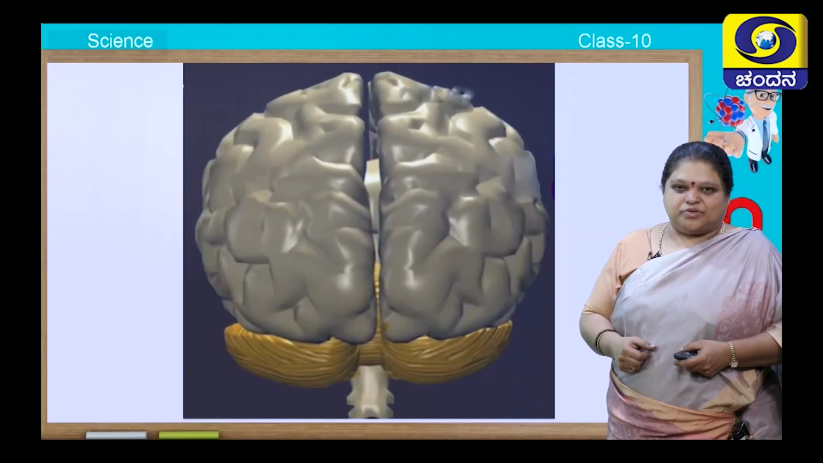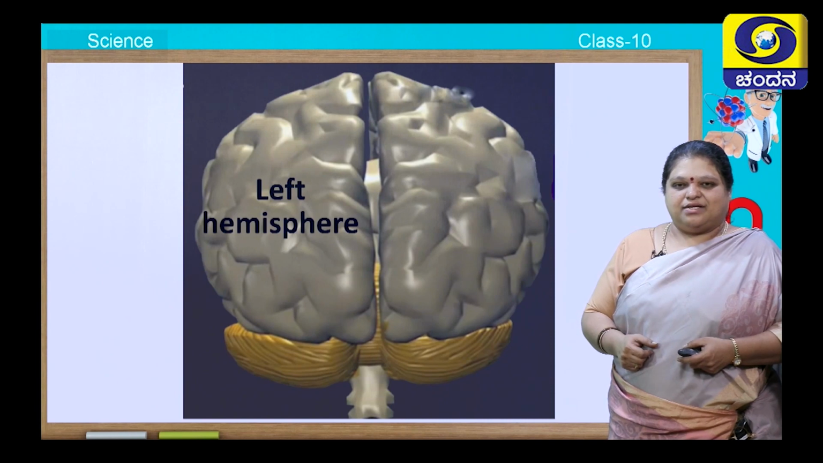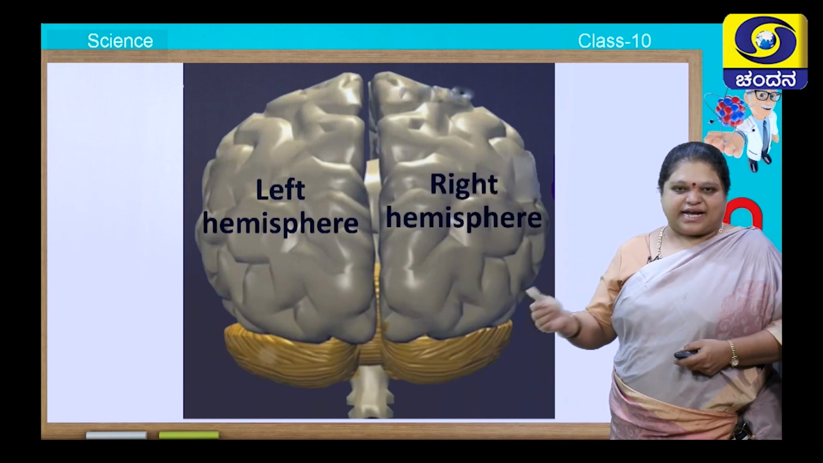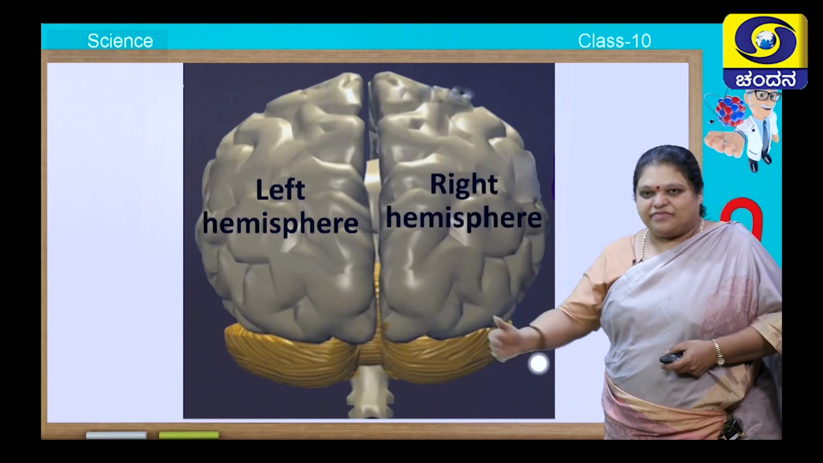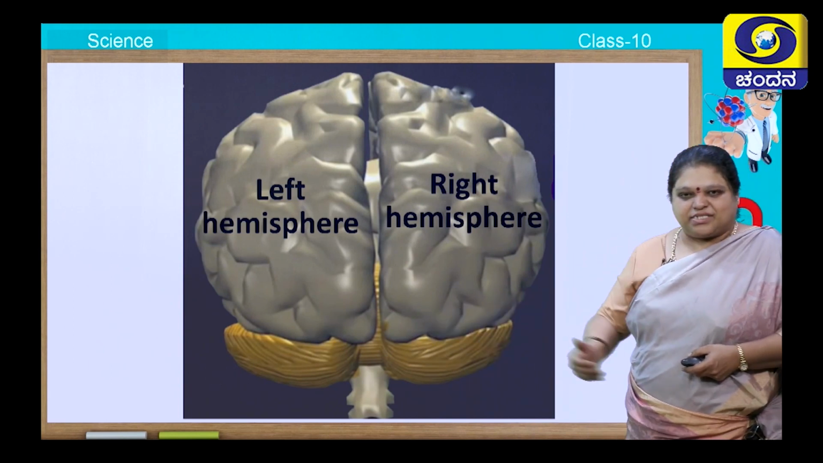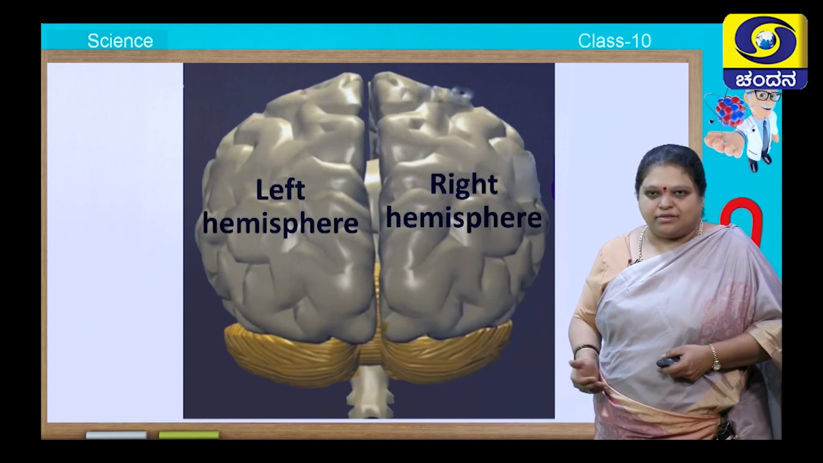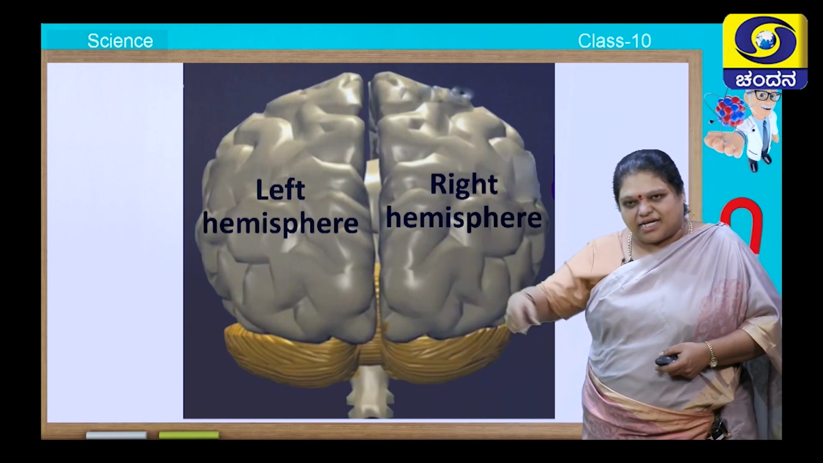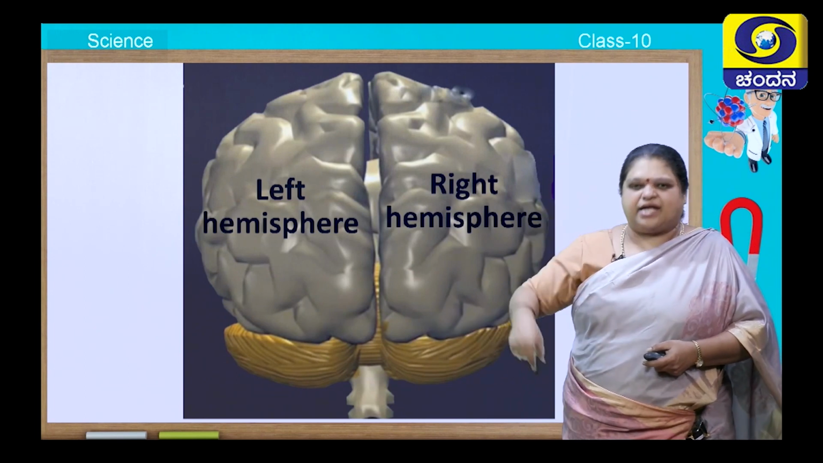Now let us come to another part of the brain, that is the left hemisphere and the right hemisphere. So the information goes from there to here. Like this, information will be moving from one part to another part. There will always be a connection with the entire brain.